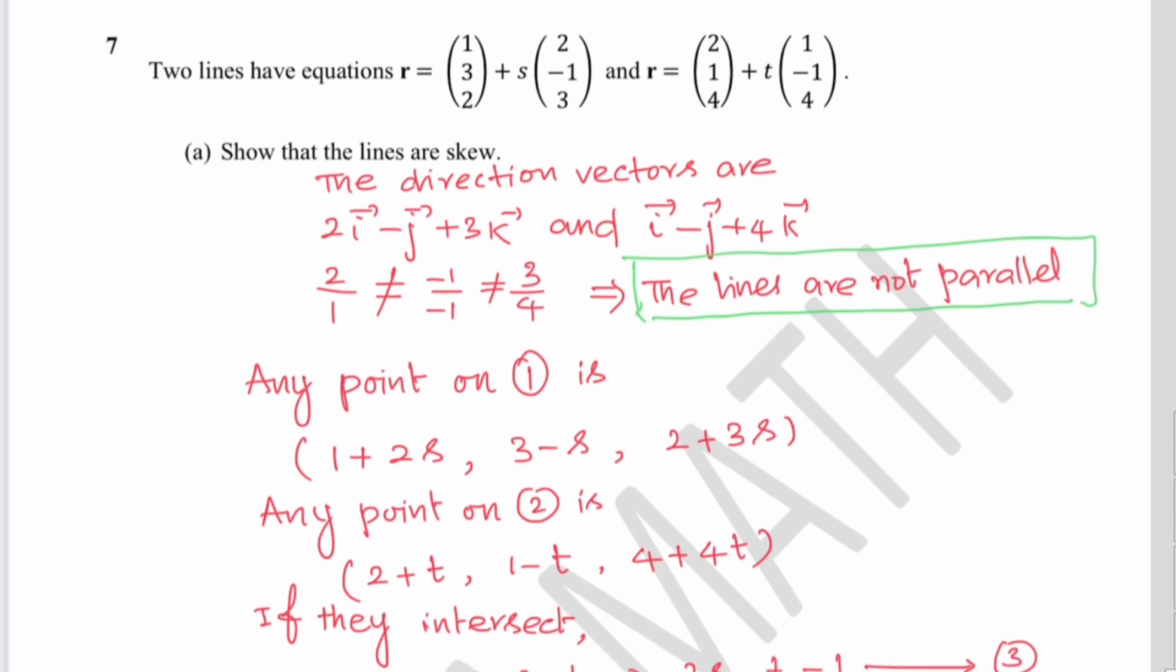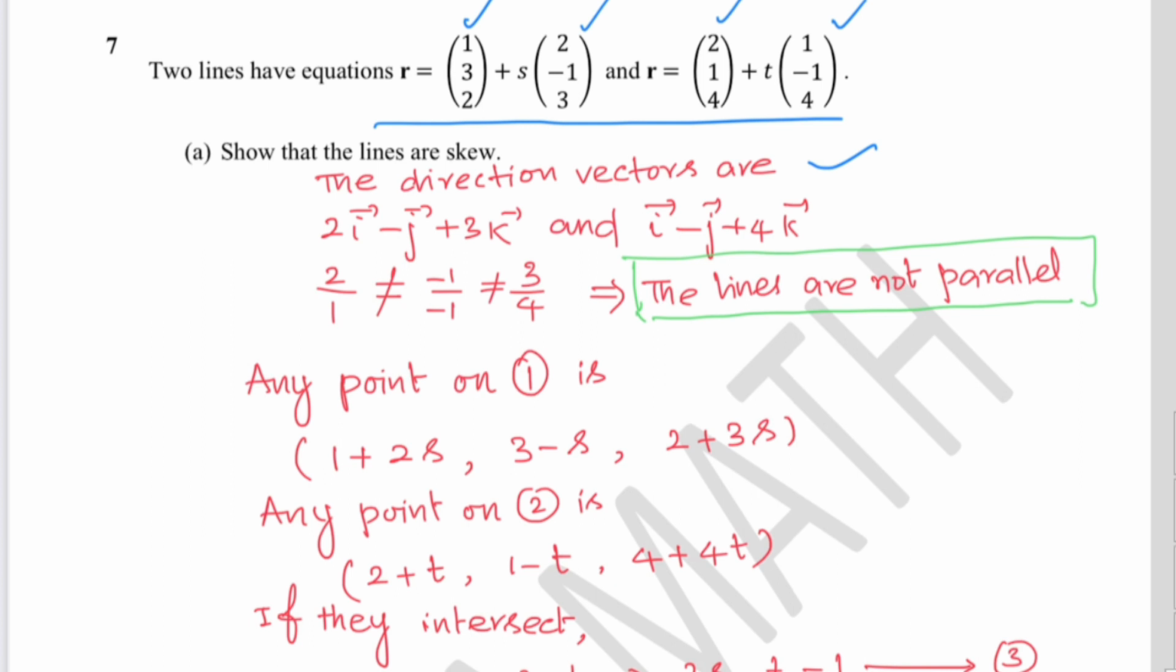And question number 7, two lines have equations, the vector equations. R vector is given by the column vector (1, 3, 2), that is i plus 3j plus 2k, plus s times (2i minus j plus 3k), and the other line is R vector equal to 2i plus j plus 4k plus t times (i minus j plus 4k). The direction vectors are given, and we need to show that the lines are skew.